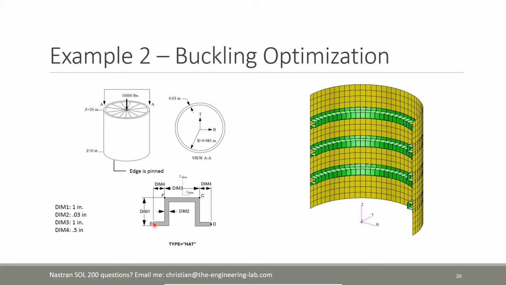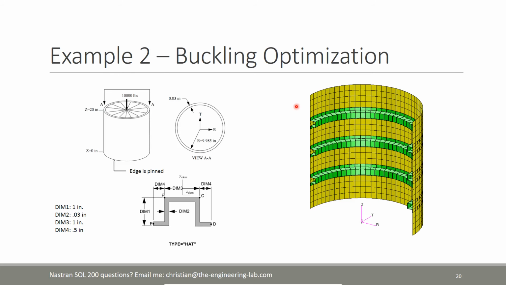So now let's go into more detail regarding this example. Here I have a thin-walled cylinder with ring stiffeners that you see here in green. This is a cut section of half the model. The bottom edge is pinned and the top edge has an axial load of 10,000 pounds.